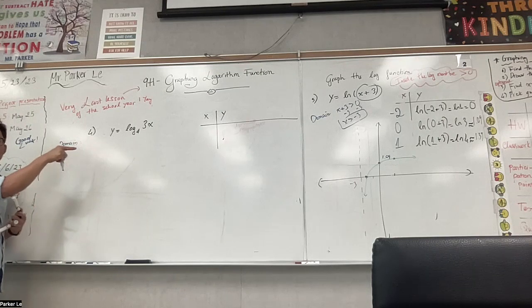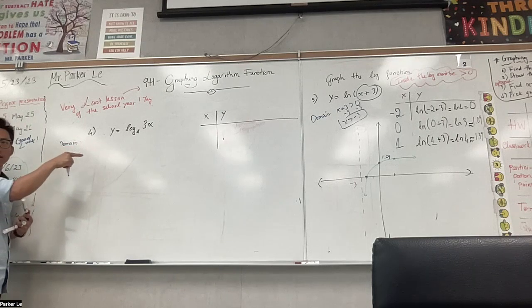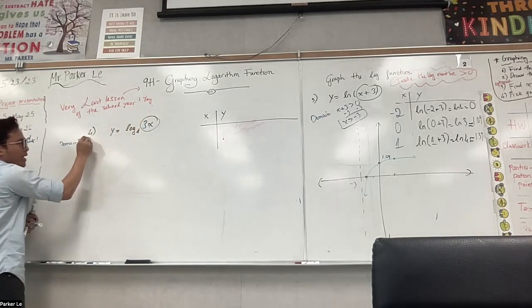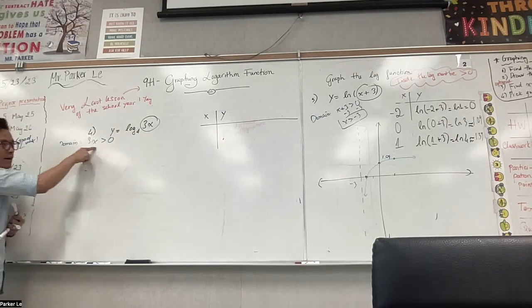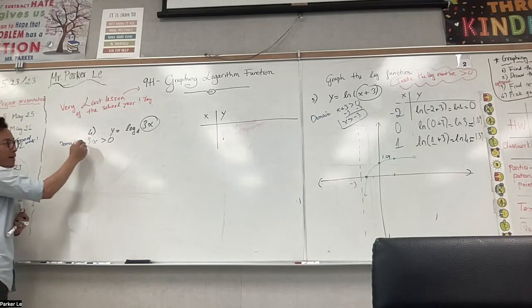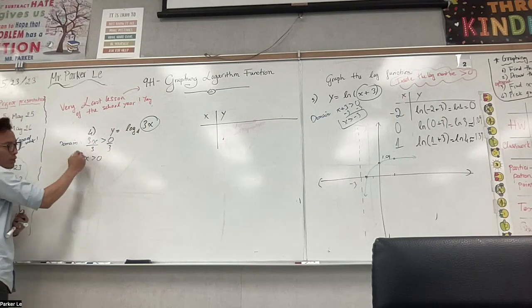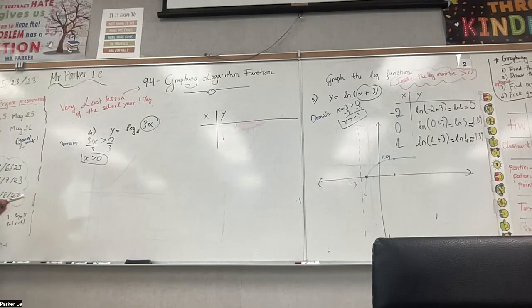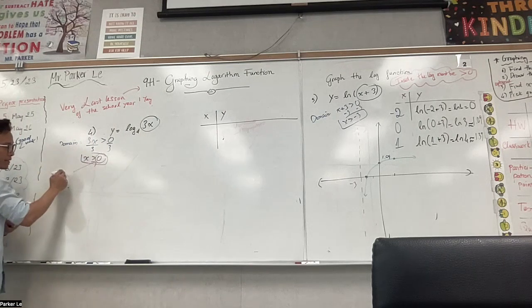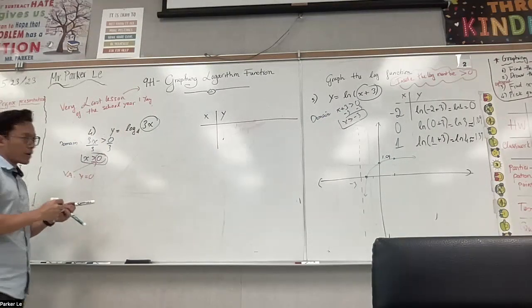Why? What is inside the log? 3x is inside the log, so 3x needs to be larger than 0. How can I solve for x? Divide by 3. 0 divided by 3 is still 0, that's why it's still x larger than 0. What is the VA? 0 is the VA, so it's just the y-axis, right?